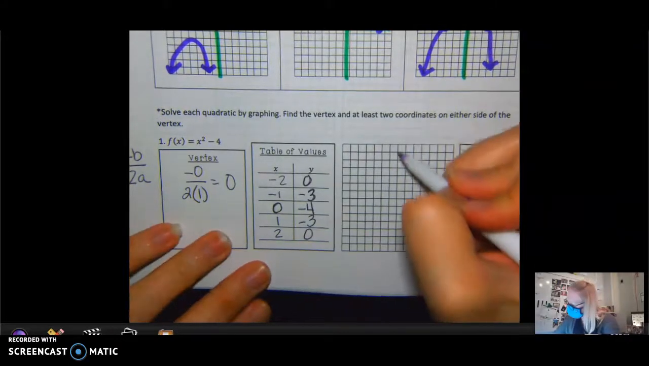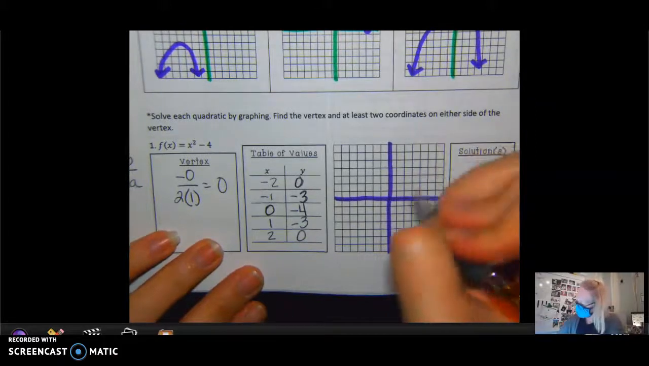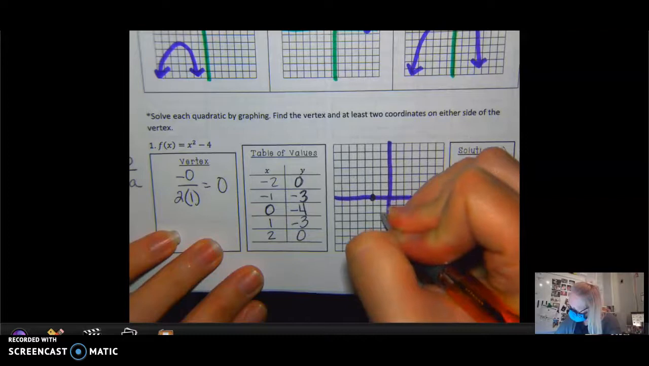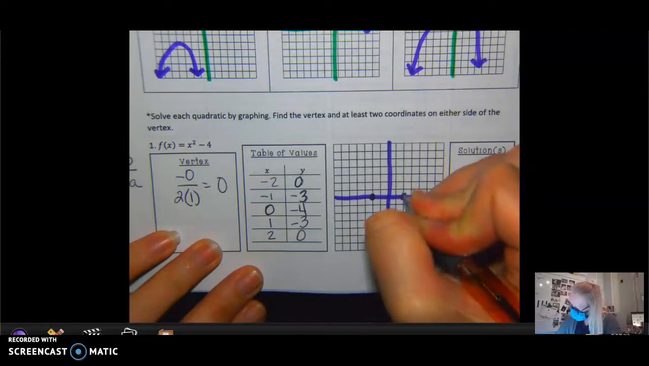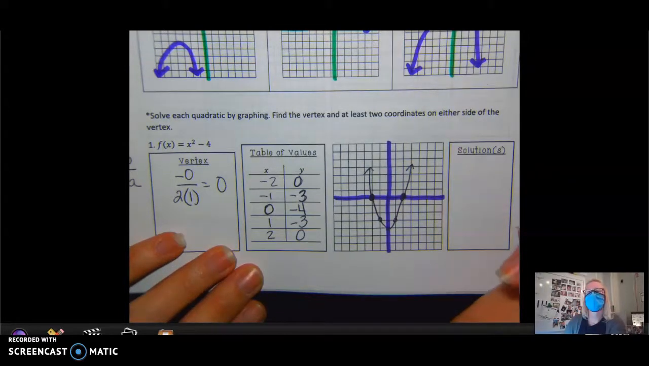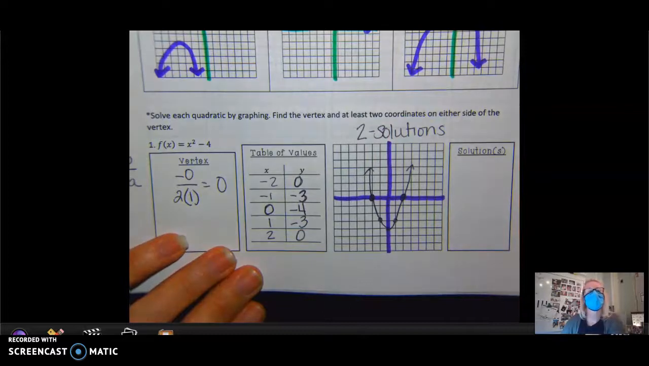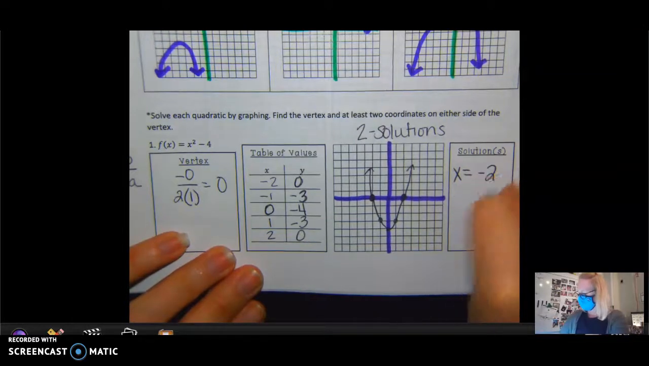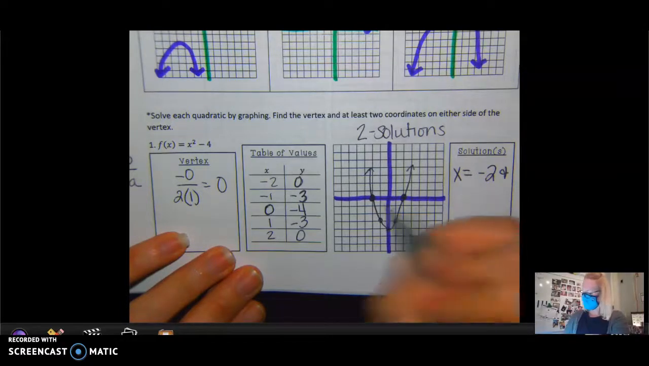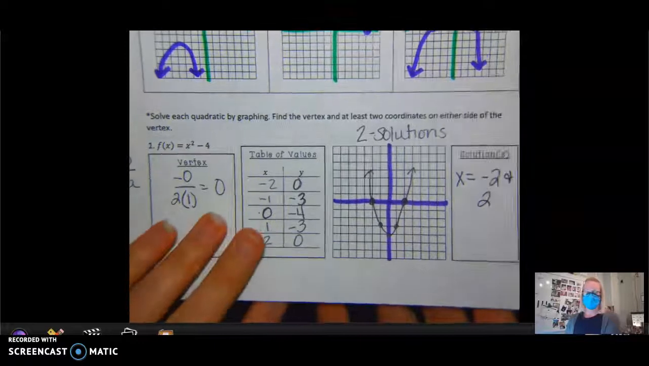Okay. Draw in your x and y axis and plot your points. How many solutions will this guy have? 2 solutions because it hits the x-axis twice, right? What are the solutions? What does x equal when it is a solution? Negative 2. And? Yep, positive 2. That's all you're doing to start this off, okay? All right, flip to the next page.